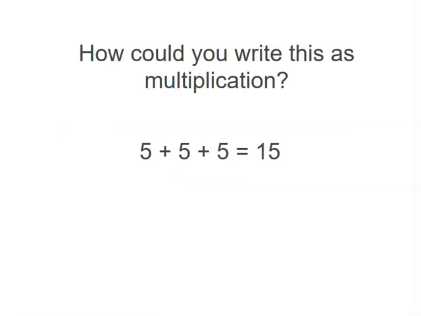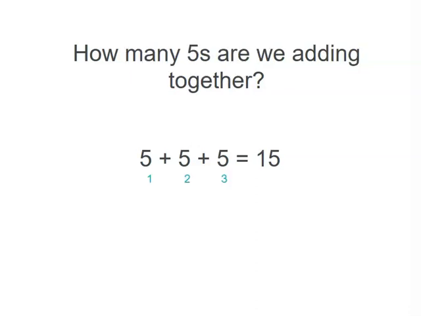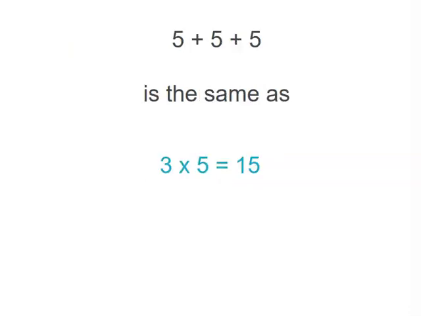How could you write this as a multiplication? We're adding 5 3 times. 5 plus 5 plus 5. We know that equals 15. So we've got 3 groups of 5. We're adding 5 3 times. 3 multiplied by 5 also equals 15.